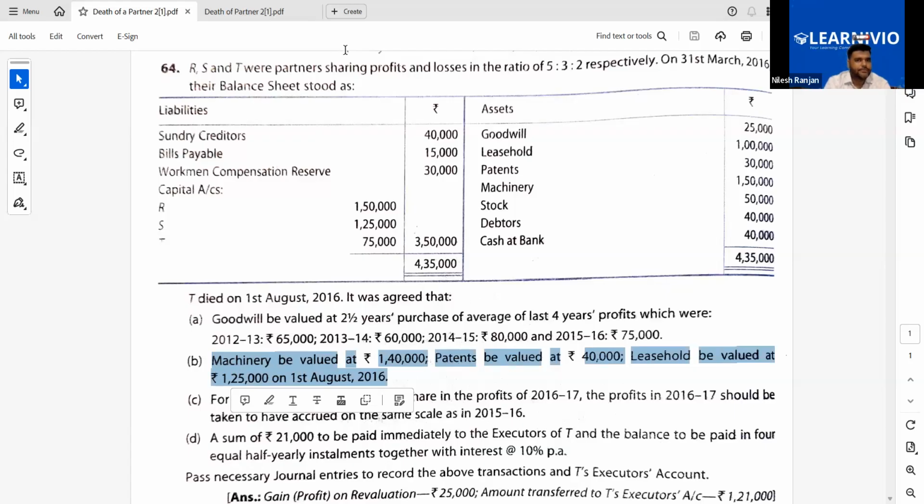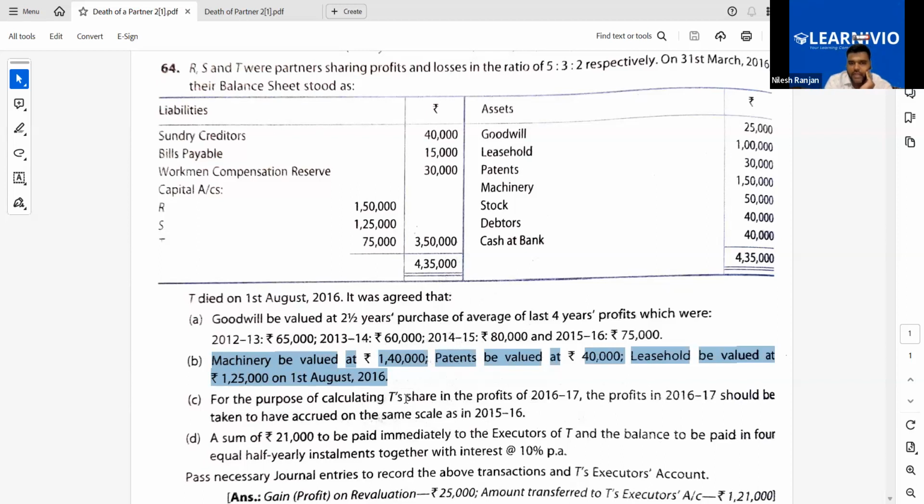Vivek? Yes, sir. Okay. So you have done goodwill also in previous questions and this revaluation part also.